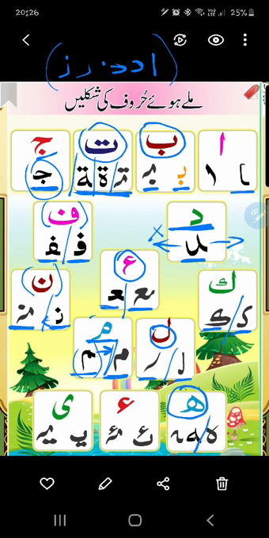Then we come down, this is a ha, different ways that the ha is written, ha as well, ha. Then this is a hamza.